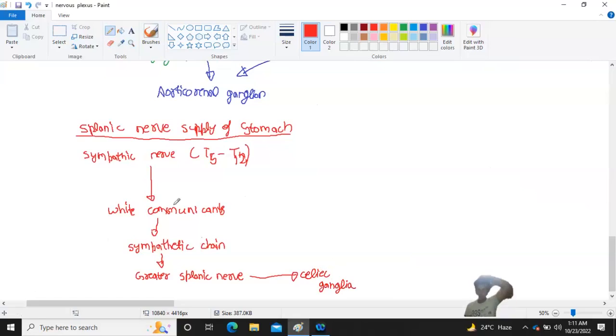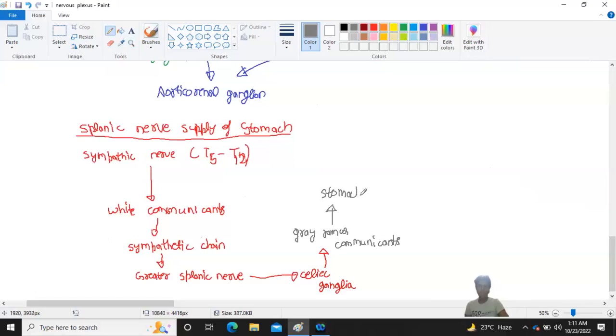Then here, this is all the white ramus communicans. Then the grey ramus communicans forms. These are the grey rami communicantes. Then it goes to the stomach.